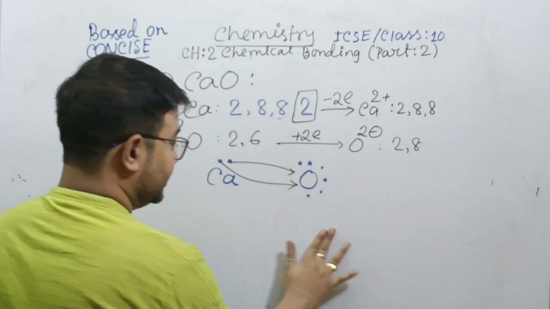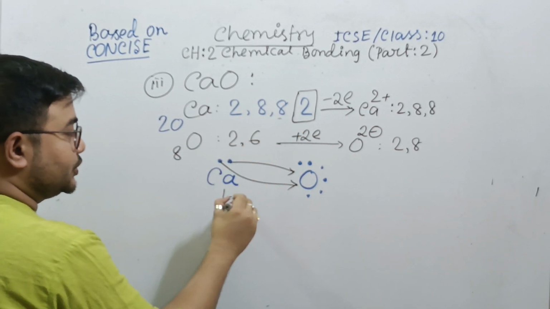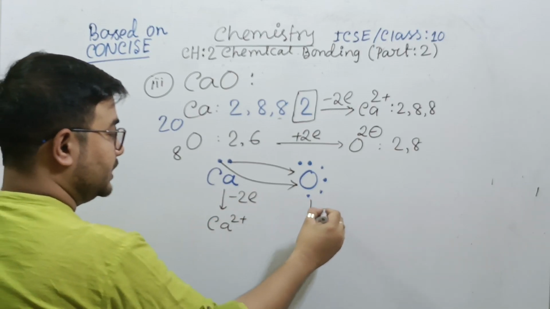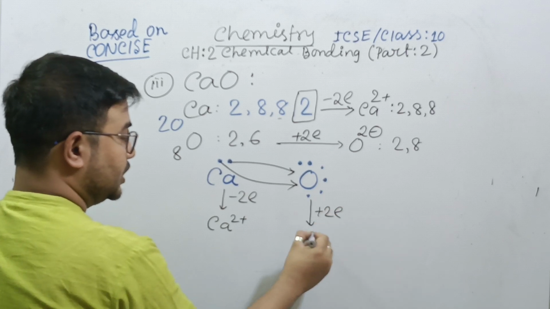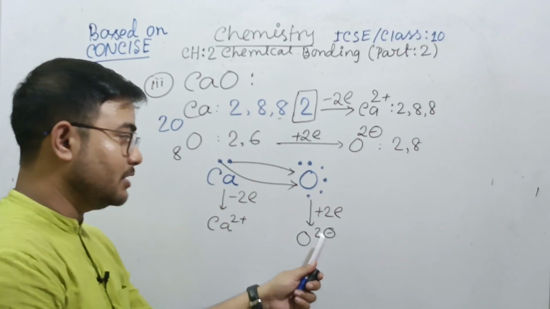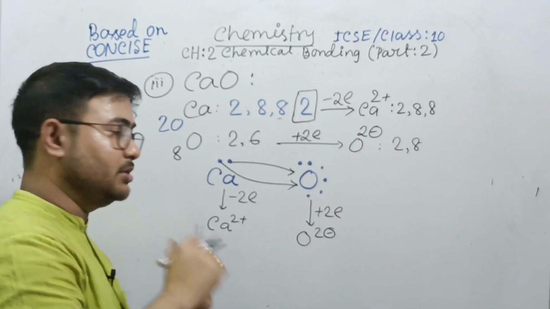So now look at the board. After donation, how many electrons does calcium donate? 2. So it gets a 2 plus charge, and oxygen accepts how many electrons? 2. So it gets a 2 minus charge. If it accepts 1, then 1 minus. If it accepts 2, then 2 minus. If it accepts 3, then 3 minus.